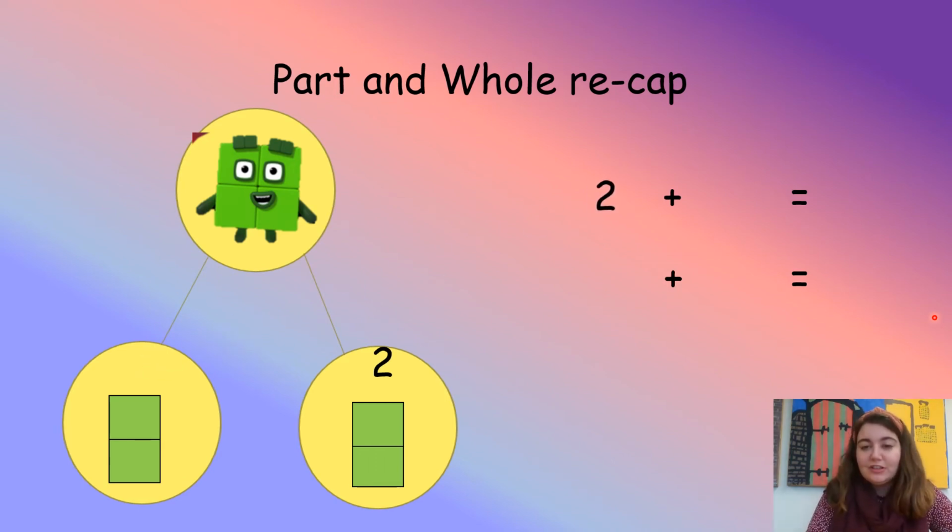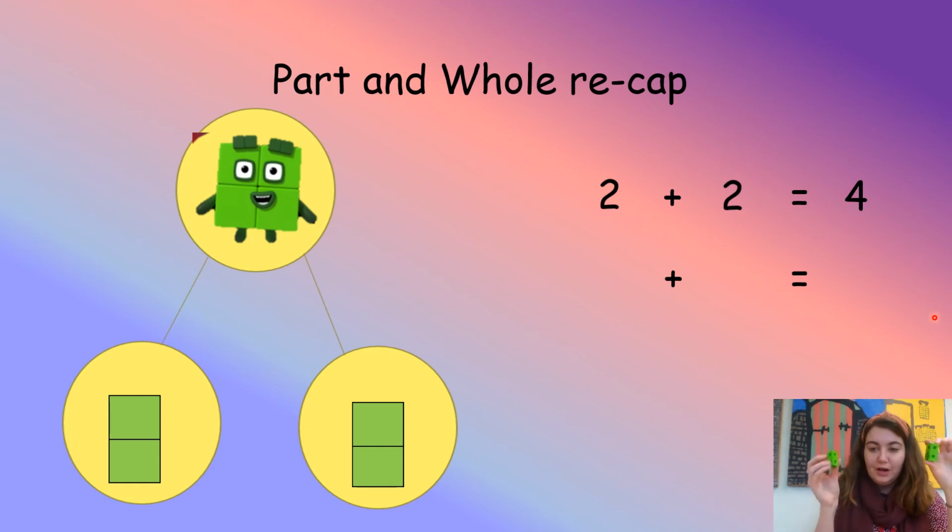Okay, so if we have a look, 2 and 2 makes 4. So if 2 is a part and 2 is a part, the whole is 4. Again, that Numberblocks episode is really good for this, okay? Because you're about to see how 4 can be broken up in a different way.